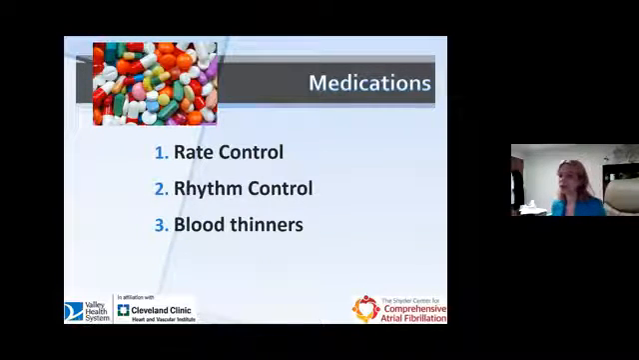There are three different categories of medications that we use. One group is called rate control. The next group is called rhythm controlling medications. And then there are blood thinners. Those are usually designed to prevent the stroke.